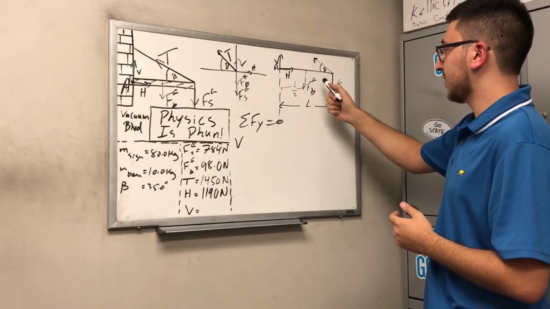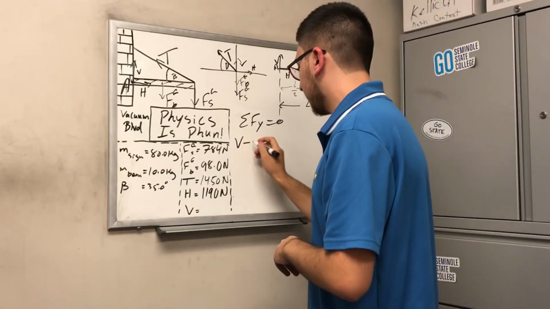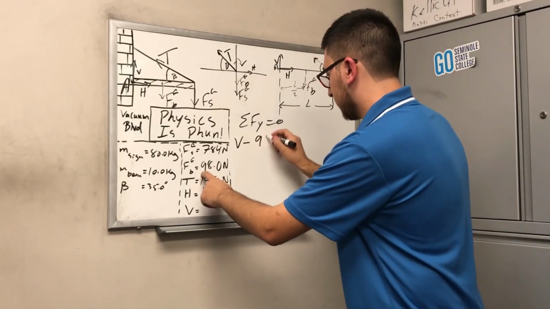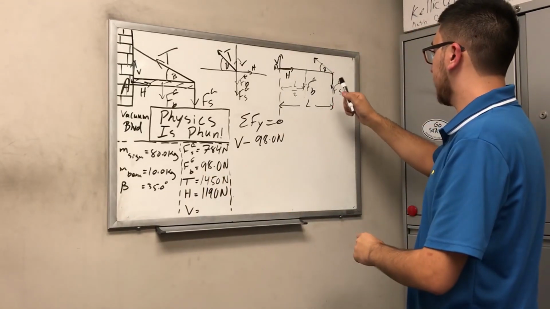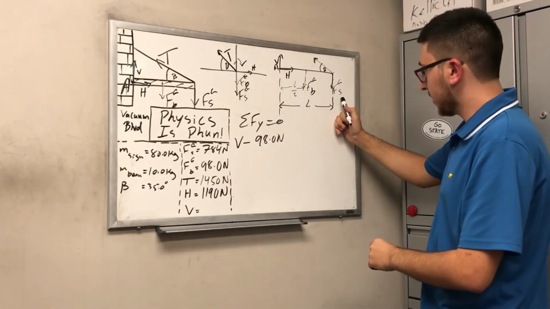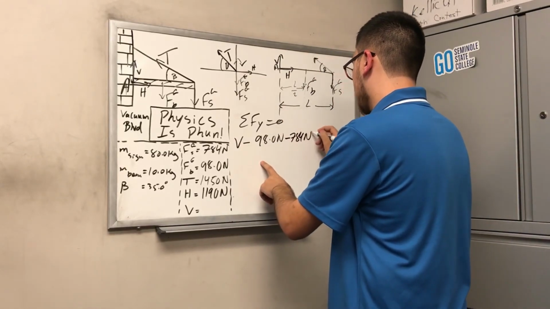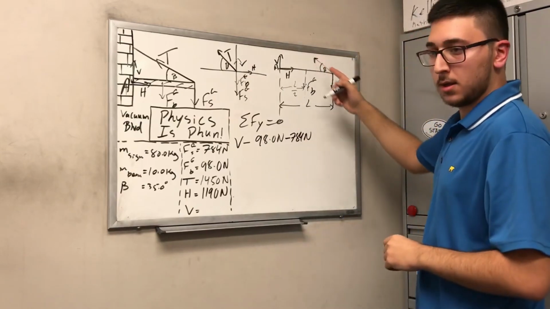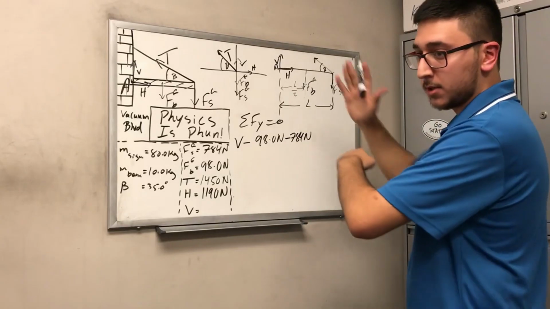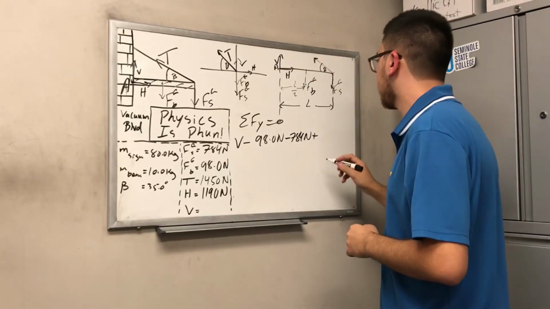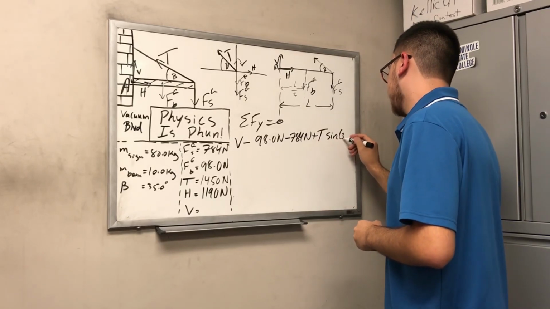We have the force of gravity for the beam. That's in the negative y direction, so we're going to have negative 98.0 newtons. And also we have the force of gravity for the sign in the negative direction, so that's negative 784 newtons. And we also have the force of the cable, but you have to realize it's in the positive y direction. So we can have a positive T sine 35.